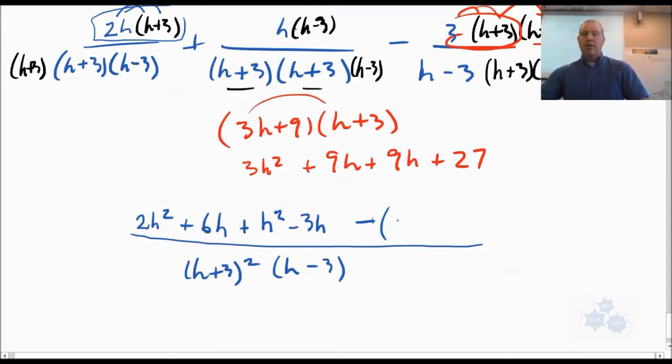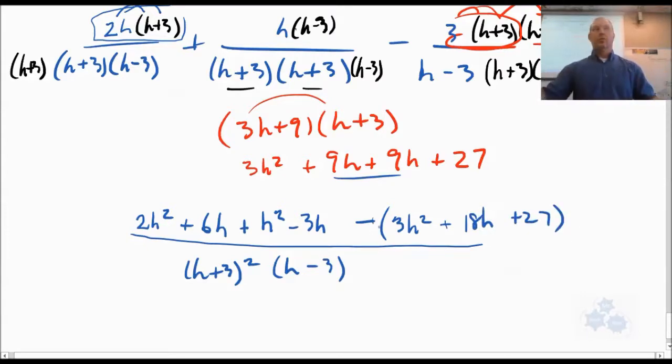I need to subtract all this. So that's subtracting 3h squared. I can combine those two terms. That's 18h and then 27. I'm going to leave that negative sign there because I need to subtract all of those terms, right?